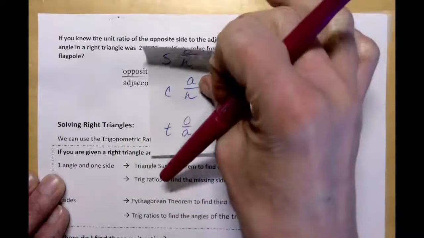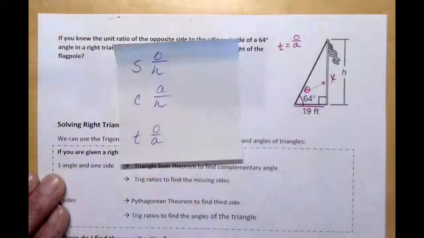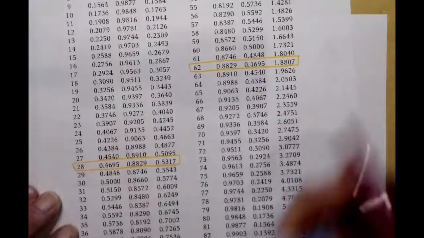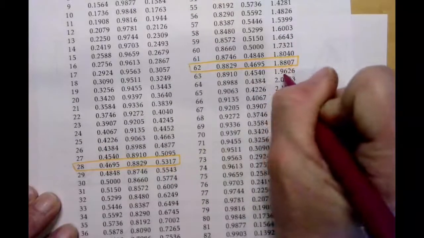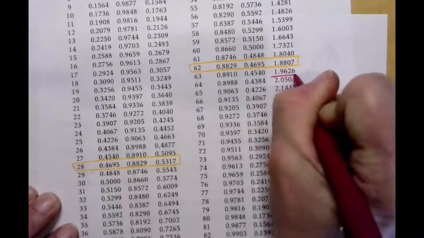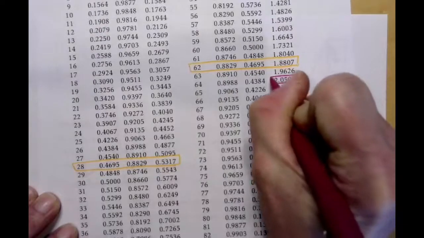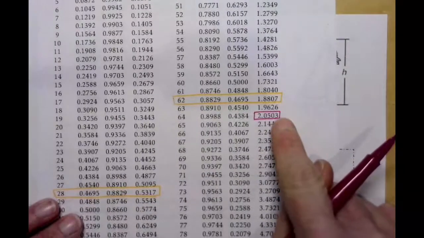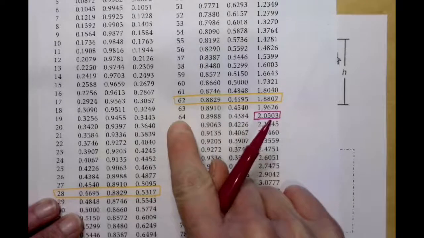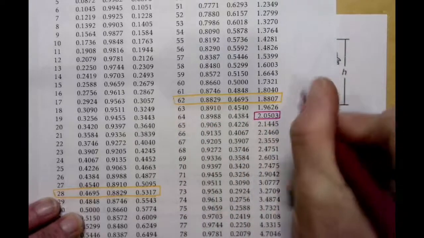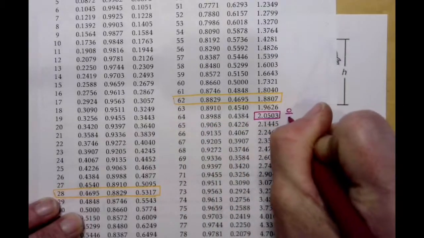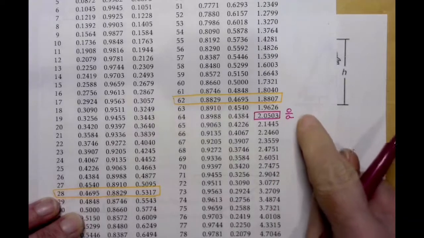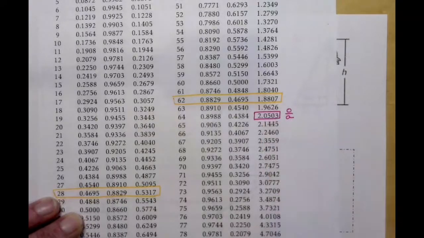So what I'm going to do then is go to my chart and find a 64-degree angle, and ask it, hey, what is the tangent value? Here it is. So my tangent column is going to tell me, hey, for a 64-degree angle, the relationship between your opposite and your adjacent. Those values can be divided into this unit ratio.